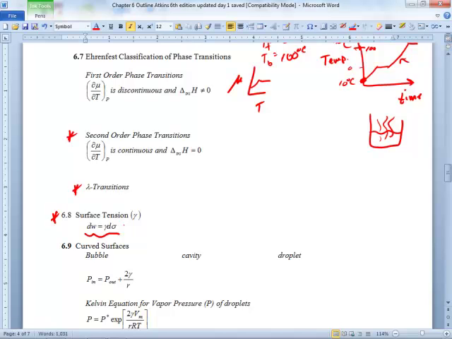But anyway, curved surfaces, bubbles. Okay. What's the difference between a bubble, a cavity, and a droplet? Oh, Anna, what's the difference between a bubble, a cavity, and a droplet? Which one is rain? Rain is a droplet, right? A solid liquid ball.